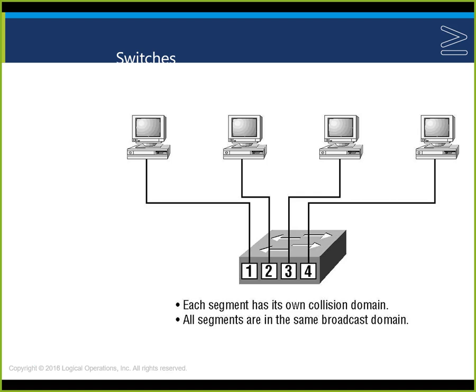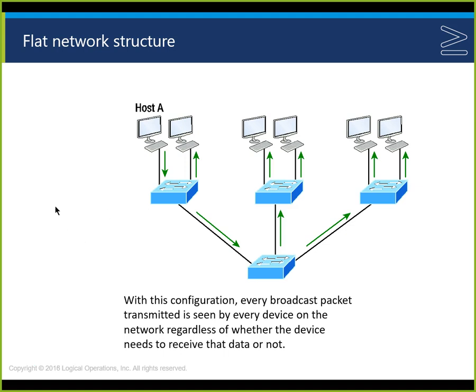What we're trying to do is eliminate or isolate broadcast traffic as well as communication, or visibility, between the devices themselves. In the flat network structure, every broadcast packet is seen by every device. So again, however many switches we have, it's still a single, we'll call it a single broadcast domain. So every broadcast packet, but only the broadcast packets, are seen by every device, regardless of whether it needs to receive the data or not. But broadcast, we would presume it needed to.